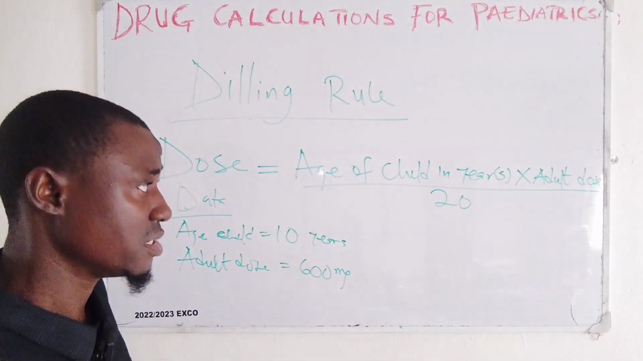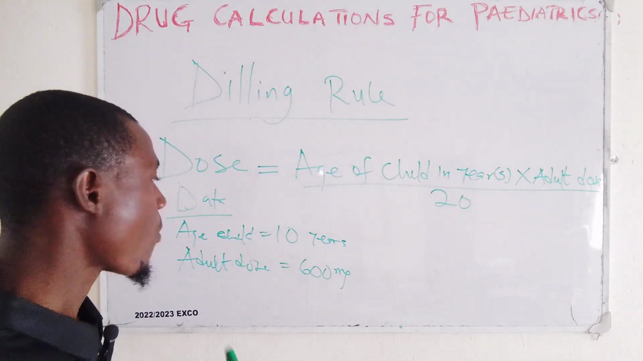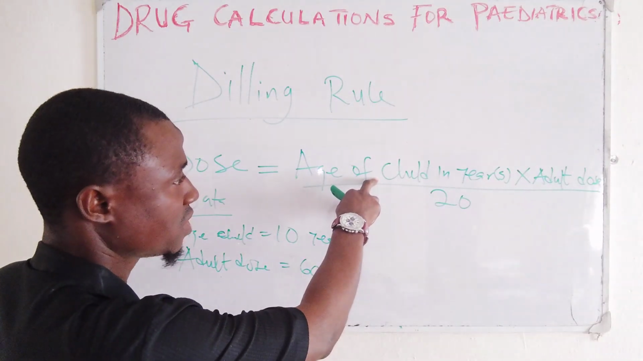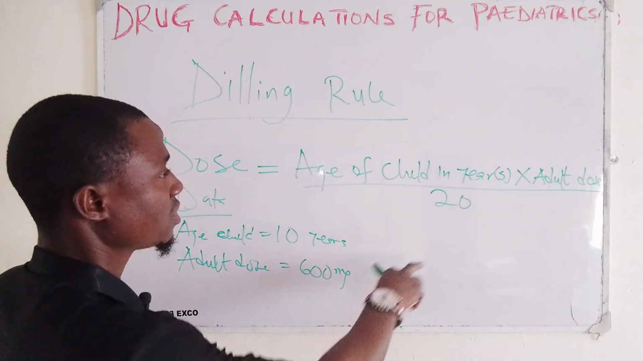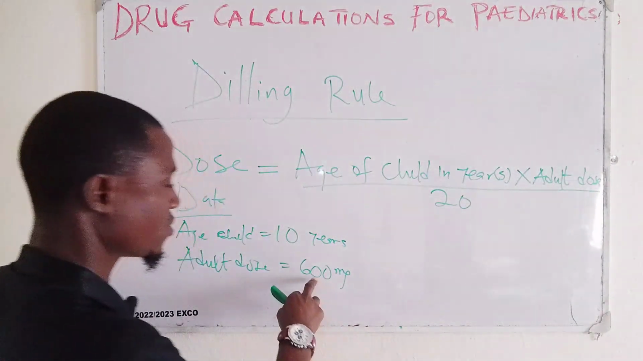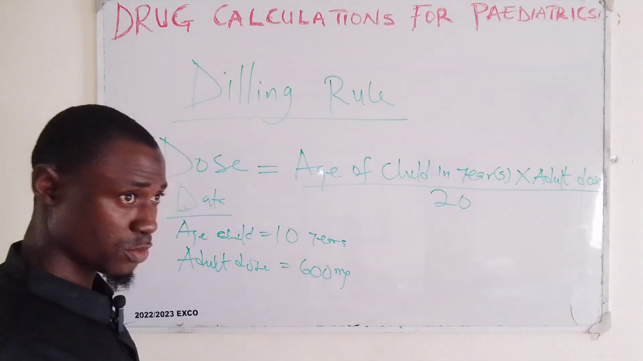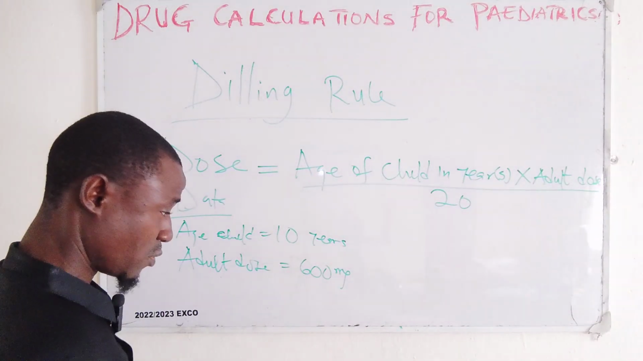Now this is very, very easy, in the sense that we have the child's age, which is the first part of the formula. Then we also have the adult dose, which is 600 milligrams. Then of course we have the denominator, which is 20. So the question is set.